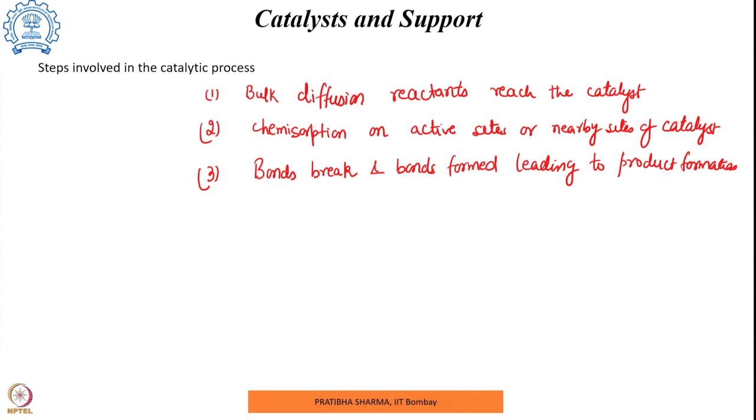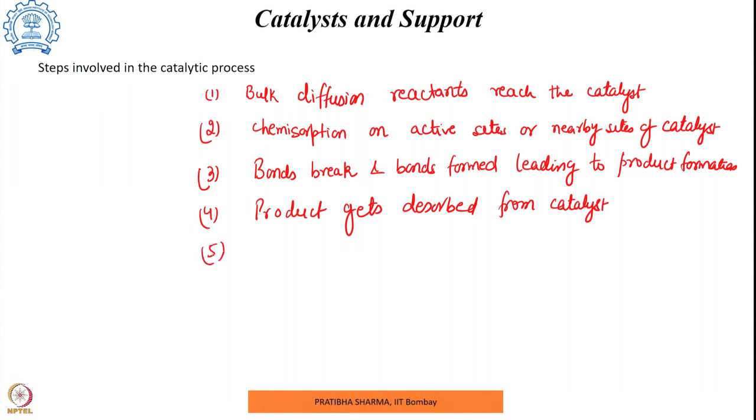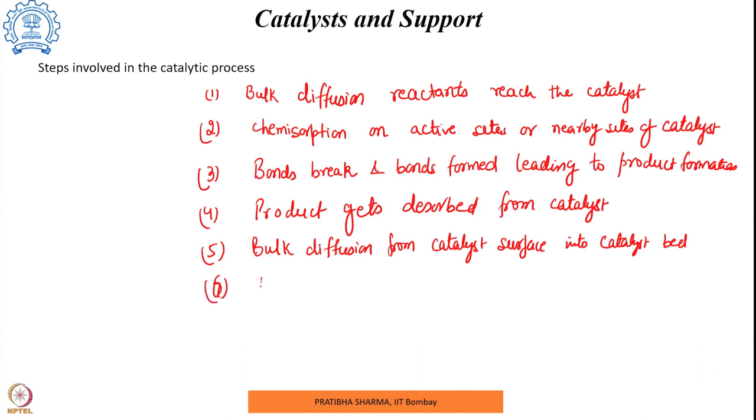Once the product is formed, thereafter the product has to desorb from the catalyst surface. Finally, it has to undergo bulk diffusion from the surface into the catalyst bed, and finally this diffuses into the mainstream of the product gas.